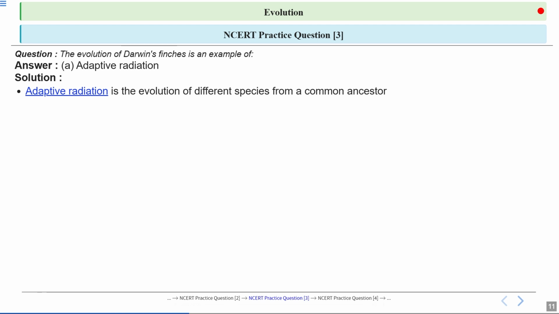Adaptive radiation is the evolution of different species from a common ancestor. Clear? This means there is a common ancestor, and from the common ancestor, different species are evolving. All of these different forms are adapting to their own environment. A very classical example of adaptive radiation is Darwin's finches. All of the Darwin's finches evolved from a single species.